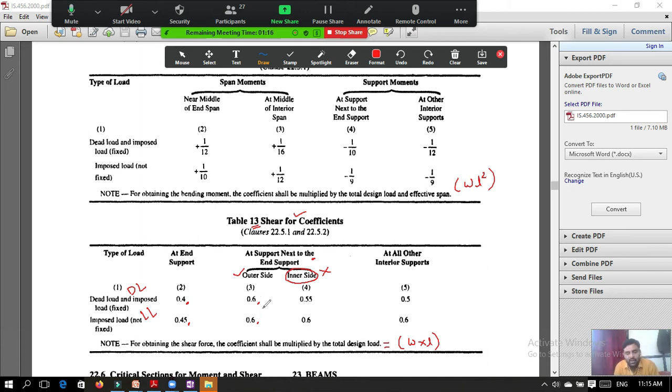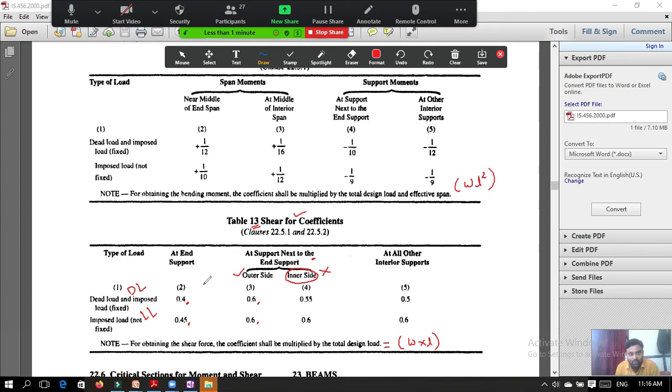If you design on the higher side, there are fewer chances of failure of the structure. If you compare these values, here it is 0.6 and here it is also 0.6, so there is no difference. Here it is 0.6 and here it is 0.55, so there is a difference of 0.05, which does not create much difference in the shear force. Okay, so you will always go for the outer side whenever you are considering the support next to the end support, for shear force.